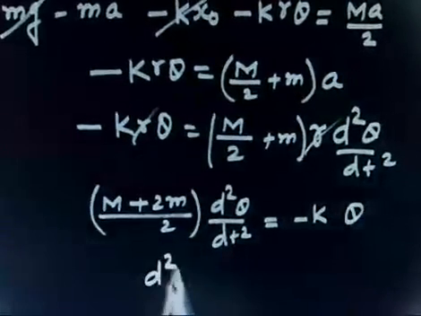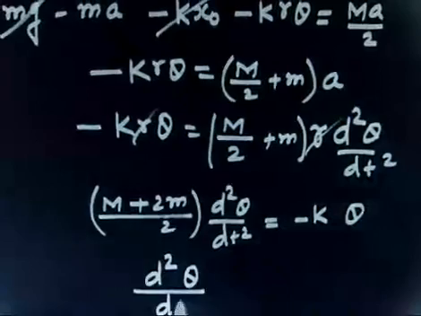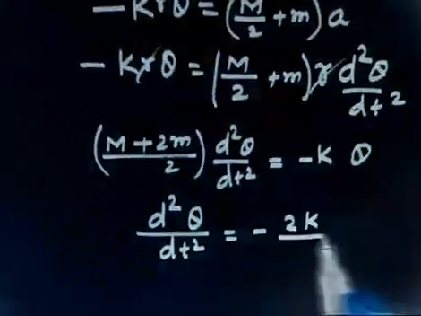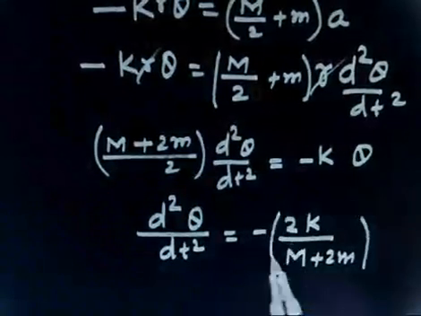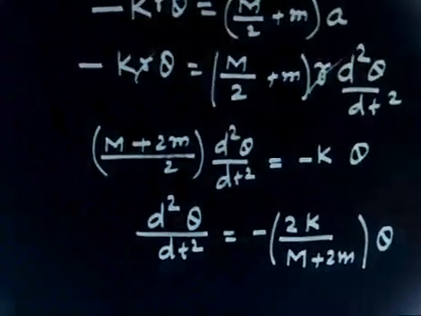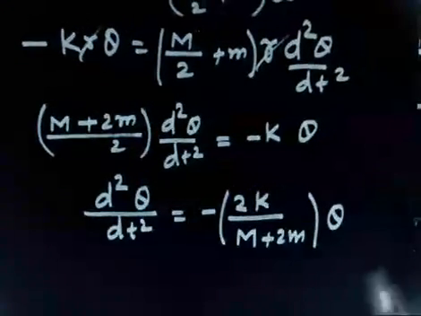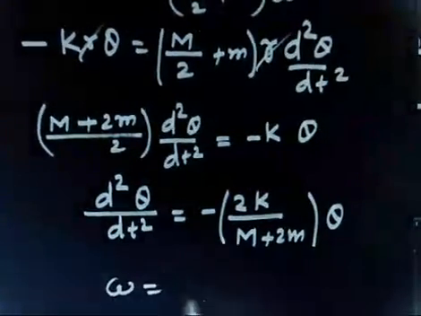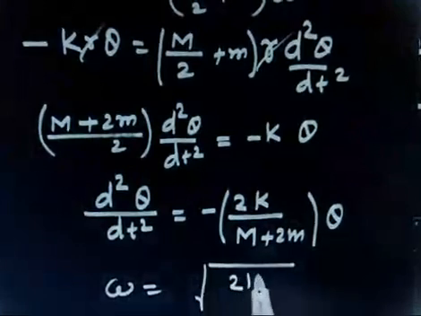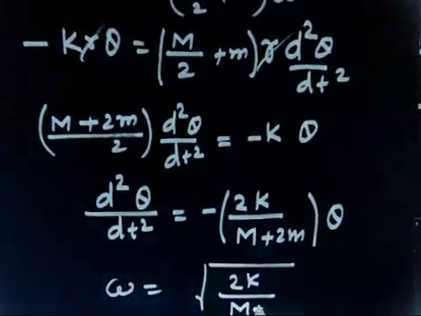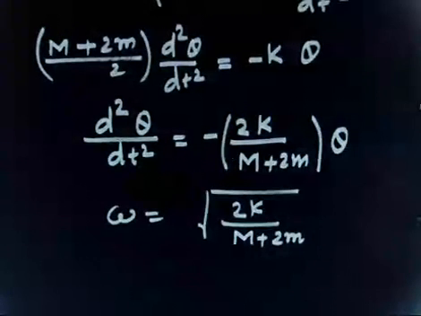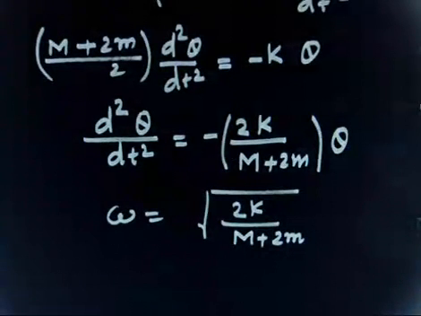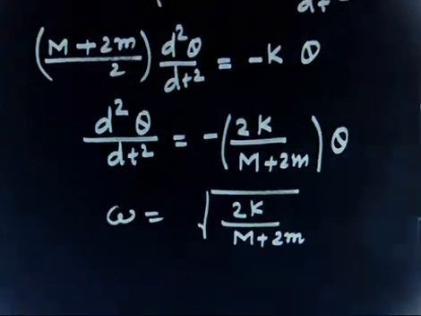So we have d2 theta by dt square equal to minus 2k divided by (m plus 2m) into theta. From here I can calculate omega. Omega is the square root of 2k by (m plus 2m). So this is a simple harmonic motion with omega equal to the square root of 2k by (m plus 2m).